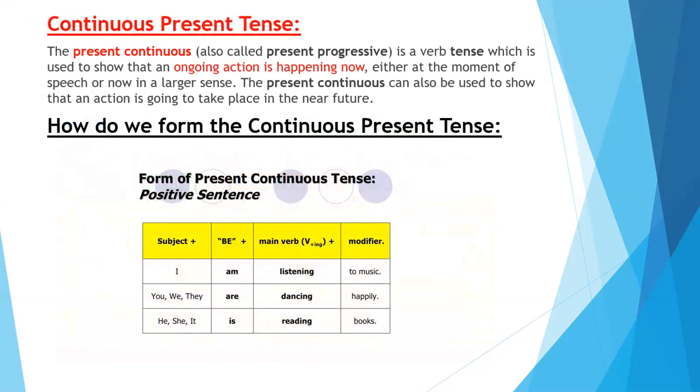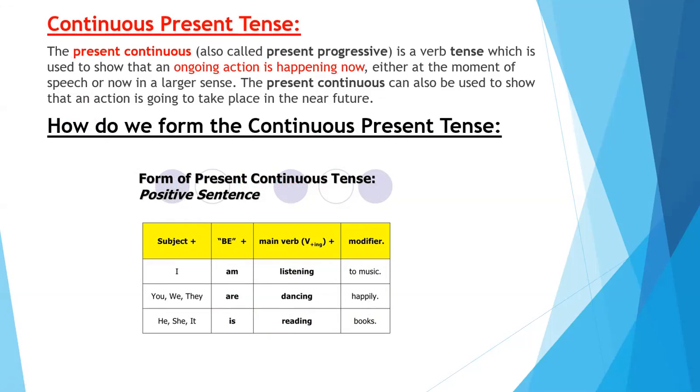And then we get the continuous present tense. And here is where some people get confused at times. The present continuous, also called present progressive, is a verb tense which is used to show that an ongoing action is happening now. It's still the present tense, but there's some change that happens, either at the moment of the speech or now in a larger sense. The present continuous can also be used to show that an action is going to take place in the near future.